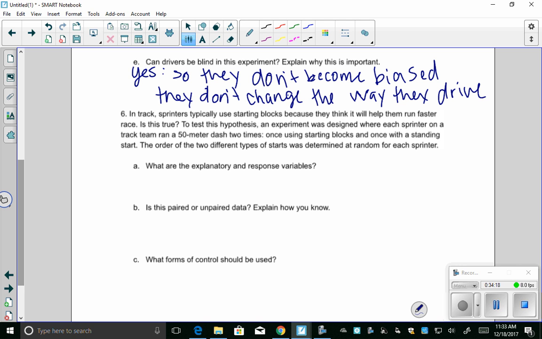In track, sprinters typically use starting blocks because they think it will help them run faster. Is this true? To test this hypothesis, an experiment was designed where each sprinter on a track team ran a 50-meter dash 2 times, once using starting blocks and once using a standing start. The order of the 2 different types of starts was randomly determined for each sprinter.